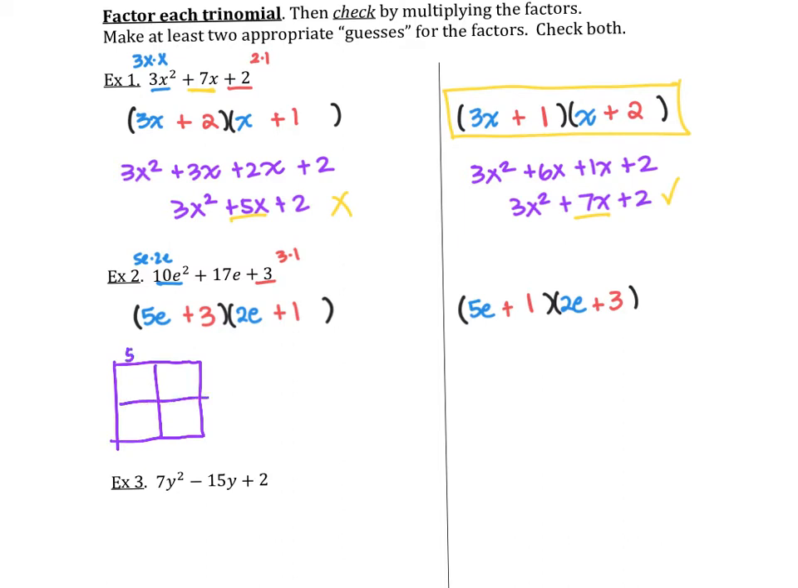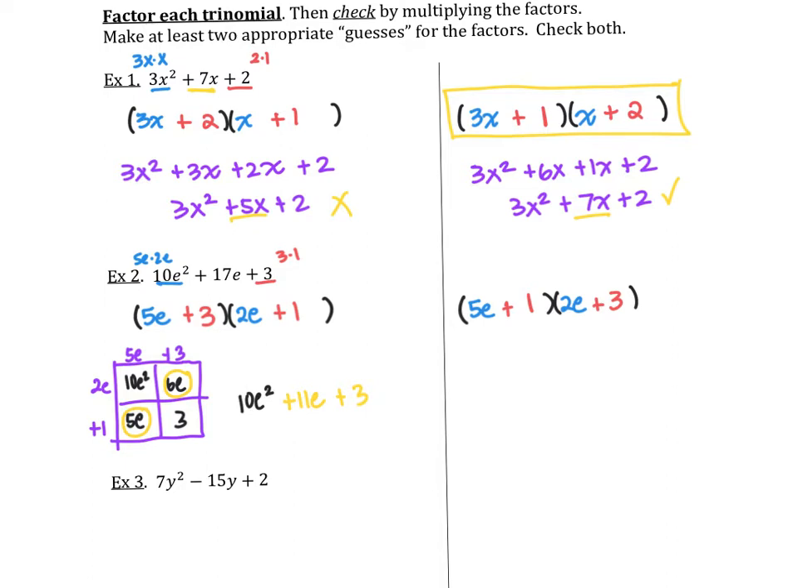Okay, so if I use the box, this is 5e plus 3 times 2e plus 1. 5e times 2e is 10e to the second. 2e times 3e is 6e. 1 times 5e is 5e. 1 times 3 is 3. So my check, I got 10e to the second. 6e plus 5e is going to be 11e plus 3.